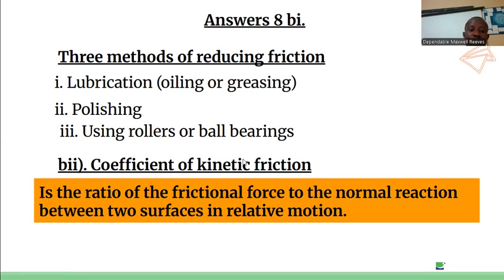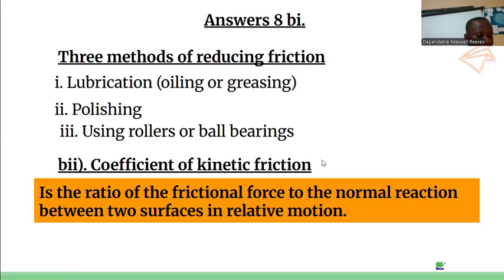The coefficient of kinetic friction is the ratio of the frictional force to the normal reaction between two surfaces in relative motion. In fact, the frictional force depends on the coefficient of friction and the normal reaction. So the frictional force F is equal to mu, the coefficient of friction, times the normal reaction R. All right, let's move to the next question.